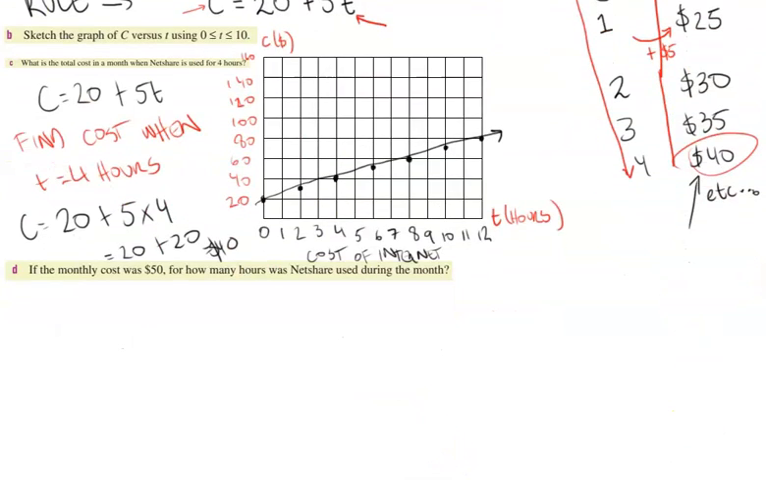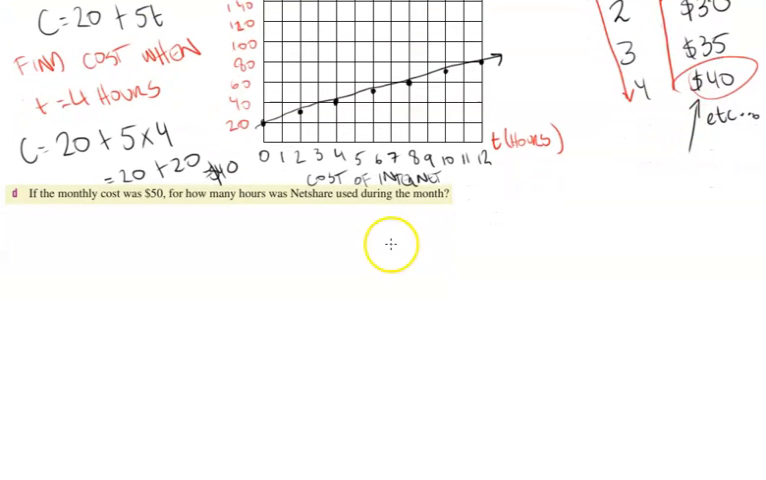And the last question before you continue on with set work. This one's a little bit trickier. There's different ways that you can work this out. If the monthly cost was $50, how many hours was NetShare used during the month? So $50. Now you can work this out graphically. You can see here that $50, which is in the middle of 40 and 60, lines up with this point here, which is at 6 hours.